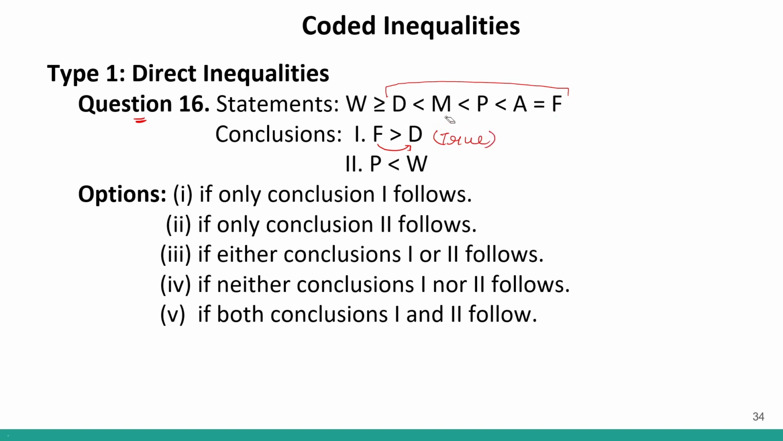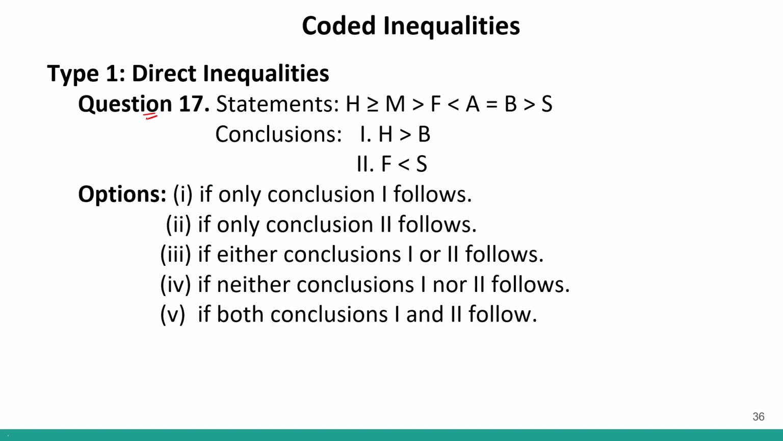Correct? Second is the relationship between W and P. So W is greater than P. We will move from W to P. So now I can move from W to D. Correct? But I cannot move forward because we have a different symbol. We have a smaller door over here. We always move from bigger door to smaller door. So I cannot proceed further to reach P. So this will be false. So my answer will be that only conclusion 1 follows, which is option number 1. Clear? Option number 1 will be the answer.